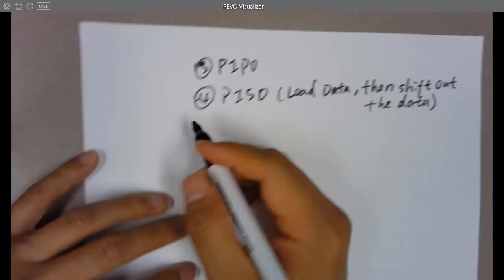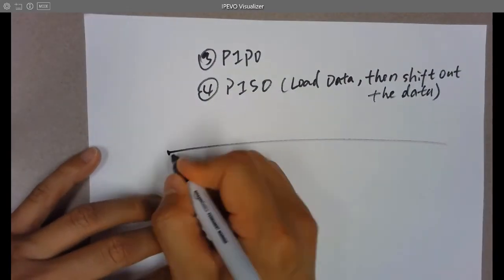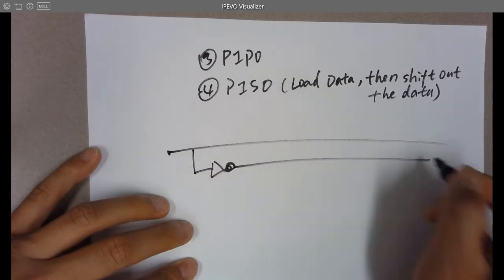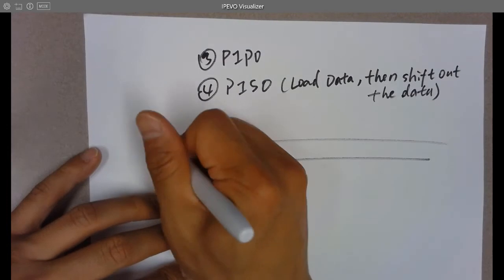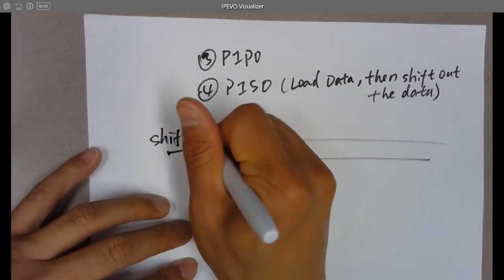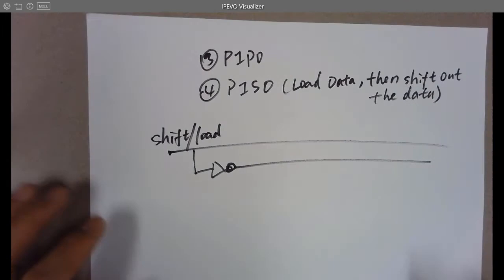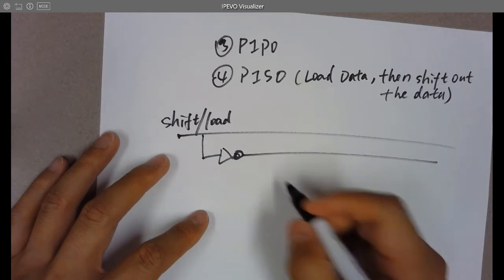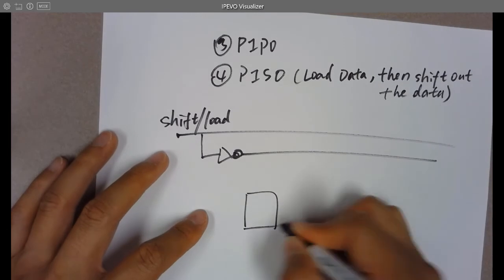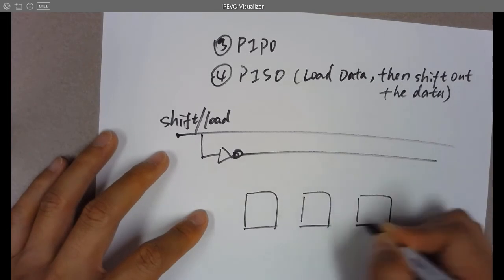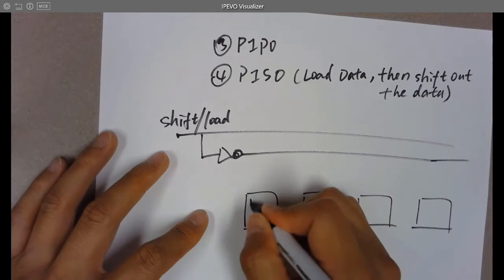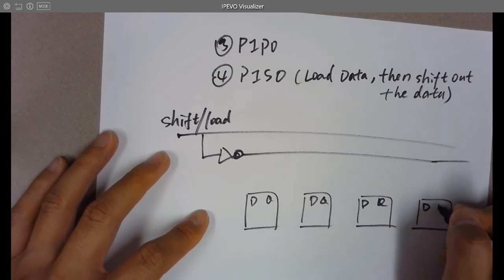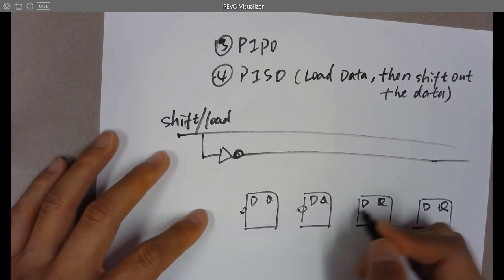It's a little bit more fancy here. So you have two signal lines. That's an inverter. You invert, so the signal is getting inverted, and that's a shift or load control line. Later on you'll let me know which one is load and which one is shift. And we have D flip-flops, 1, 2, 3, 4: DQ, DQ, DQ, DQ, falling edge triggered.